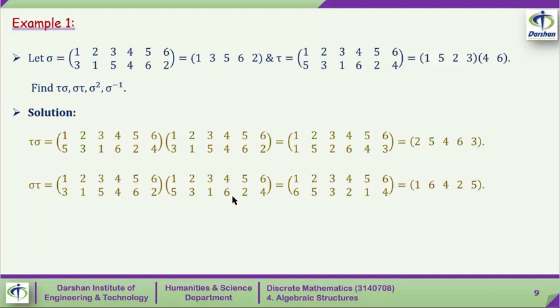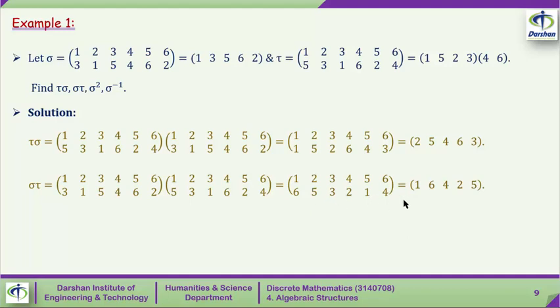Now 4 goes to 6, then 6 goes to 2, so 4 goes to 2. 5 goes to 2, then 2 goes to 1, so 5 goes to 1. 6 goes to 4 and 4 goes to 4, so 6 goes to 4. So this is the element sigma of tau.